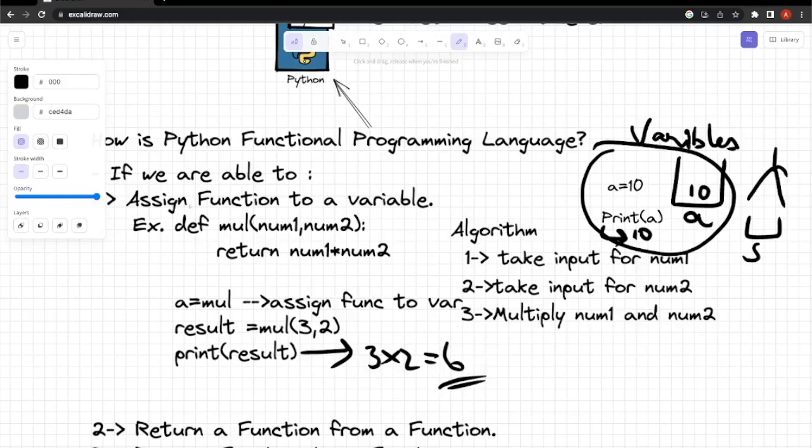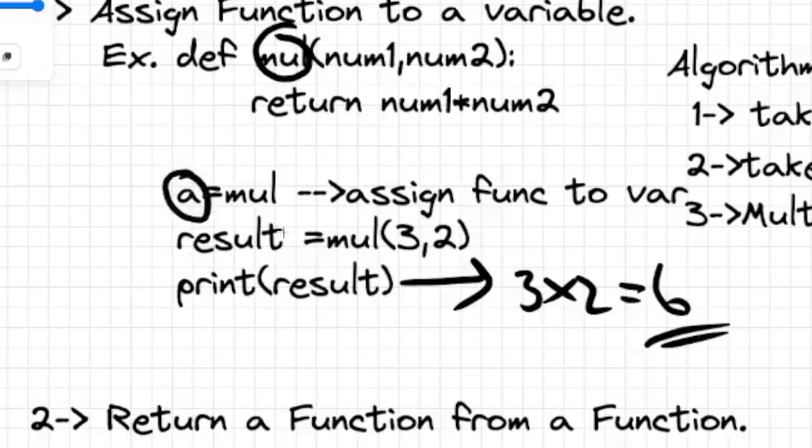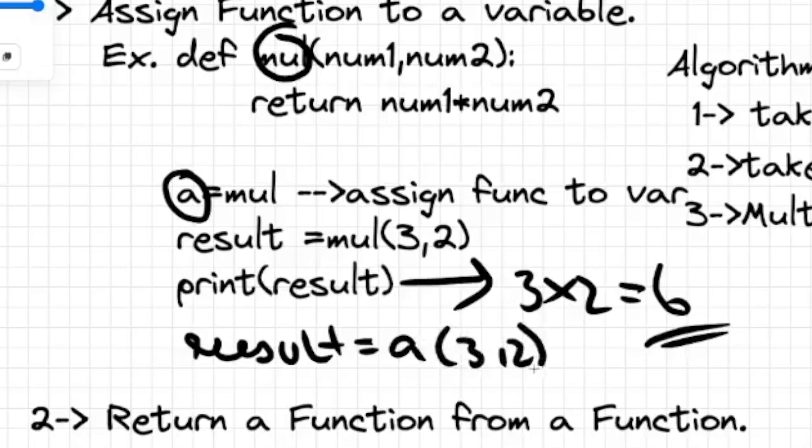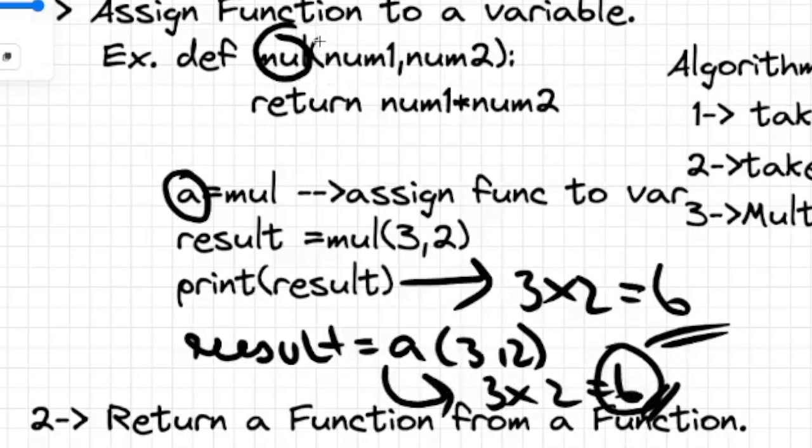But what is the main motto? We have to assign the function mul to another variable, that is A. And now if we pass the same thing, that is result is equal to A of 3 comma 2. Though A is not a function, we have assigned the function mul to A. So what will this return? This will also return 3 into 2, that is 6. If we are able to assign a function to a variable and then we call the variable as a function and it gives the output as per the given input, if the programming language is able to do all of this, then it is called a functional language.